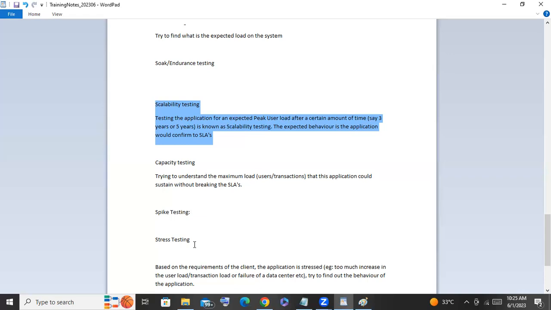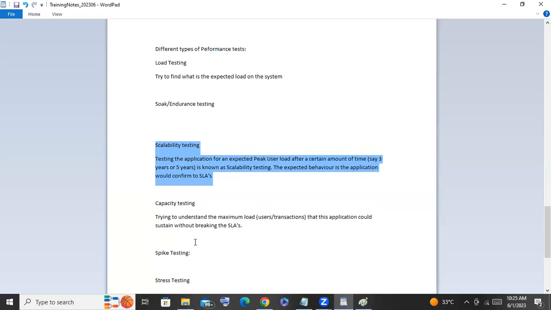Did I answer your question? Good. So this is the sequence: load, soak or endurance, and scalability. After that, it all depends on the requirements of the application. But for these 3, you have to follow a sequence.